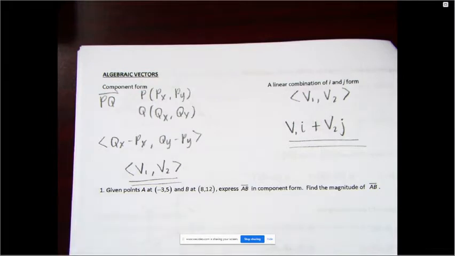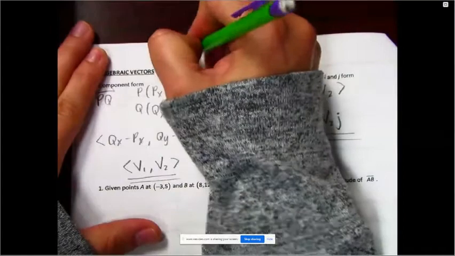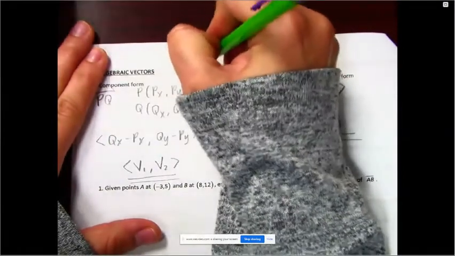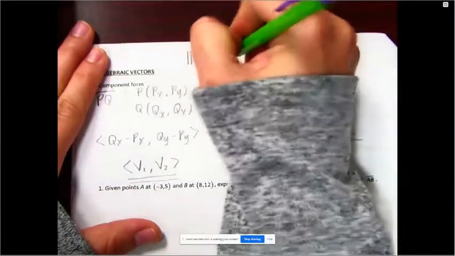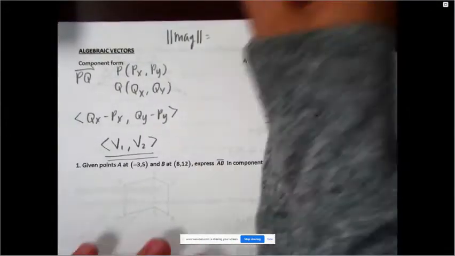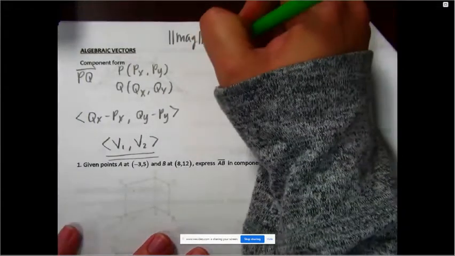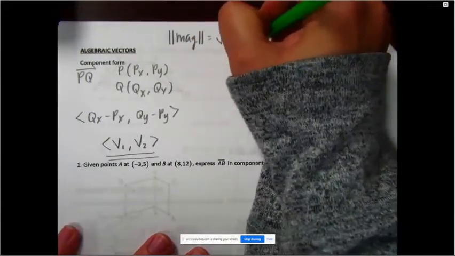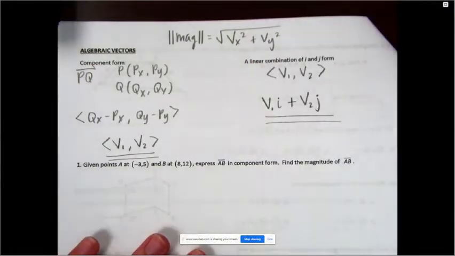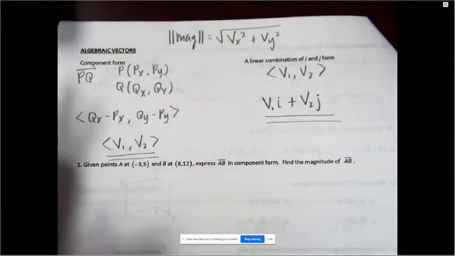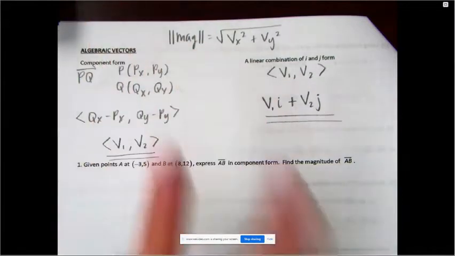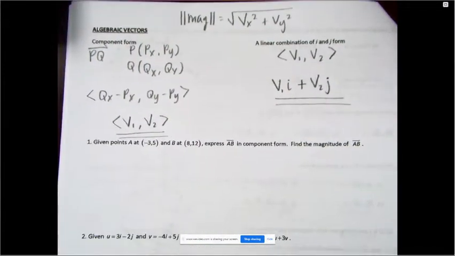Another thing we will need in order to solve some of these algebraic problems is the equation for magnitude. We did this in our vector models where we basically took that Pythagorean theorem. So if you're trying to find magnitude, remember they use those double absolute values. So you'll be taking the square root of the X value squared plus the Y value squared. Just Pythagorean theorem, right? Cool. Okay, so let's use this information to solve some of these problems.